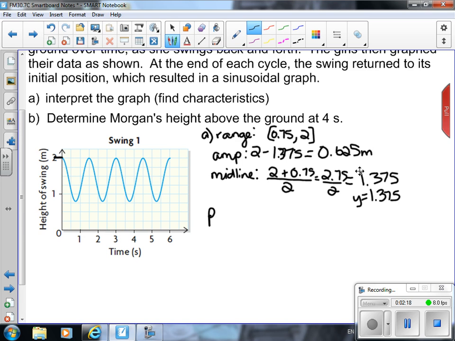Okay, for the period, we want to describe how long it takes for one full cycle, which in this case is one full swing. So swinging from the midline to the highest point to the lowest point and back to the midline, or from a max point to the next max point. So we'll go from here, which is 1.5, to the next max, which is at 3. So the period takes 1.5 seconds.